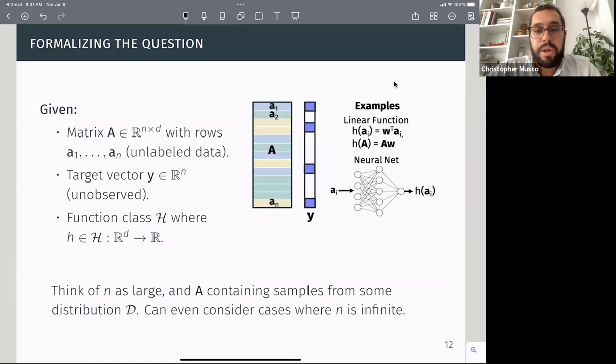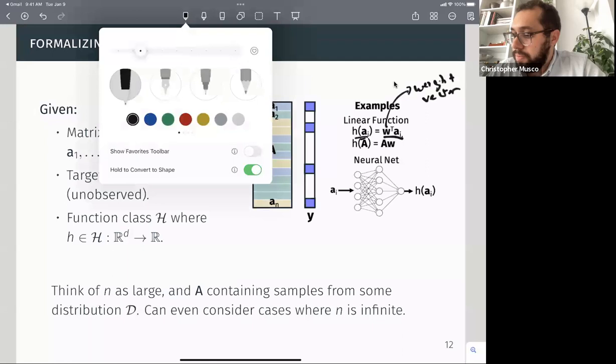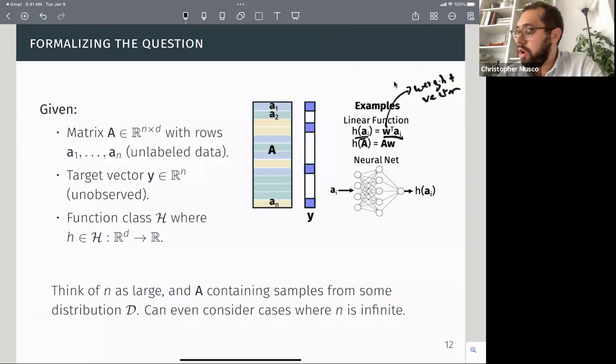And then also we have some function class capital H, which maps d-dimensional data examples to real values, because ideally we're going to try to find some mapping from the rows of A to what we're trying to predict, which is the entries in y. So we could think of the function class as linear functions. In this case, for any h in our function class, h of ai, so the function applied to ai, would equal w transpose ai, where w transpose is just a weight vector. So when I say linear functions, that's what I'm talking about. Alternatively, we could have our function class be the set of all neural networks with some structure. So ai gets passed into a neural network, and then these are tunable weights in the neural network, and that spits out a real value, which would be h of ai.